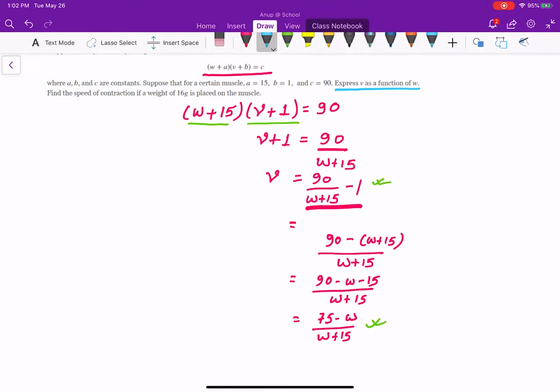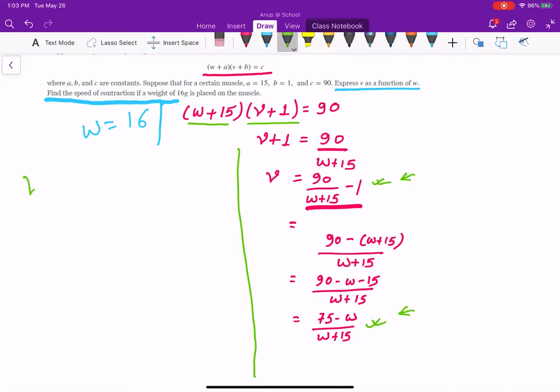The other question we have here is to find the speed of contraction if a weight of 16 grams is placed on the muscle. So we are given W equal to 16, and we need to figure out what V would be when W equals 16. That can be done by just evaluating the function V when W equals 16. Either you can use this expression or that, whichever you want to use. We can just use that and figure it out.